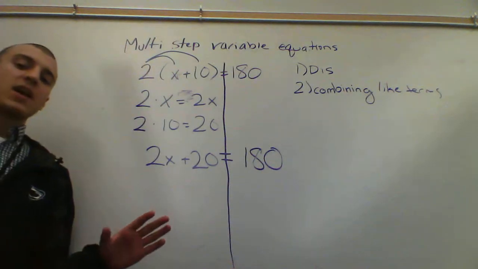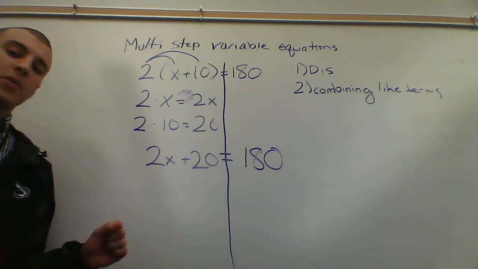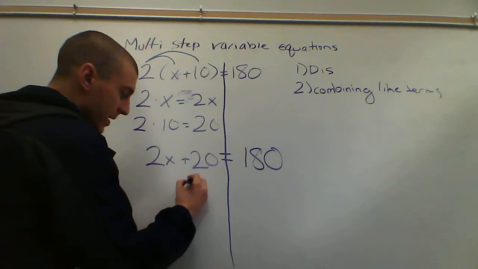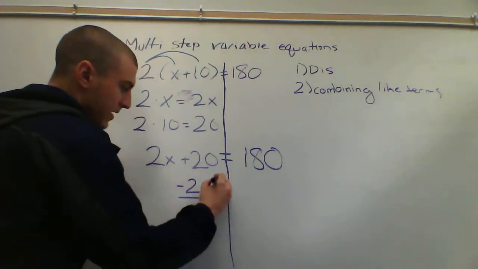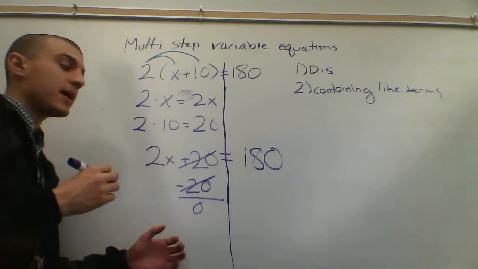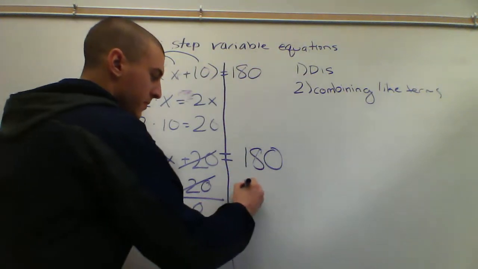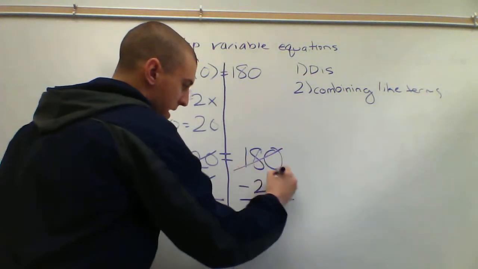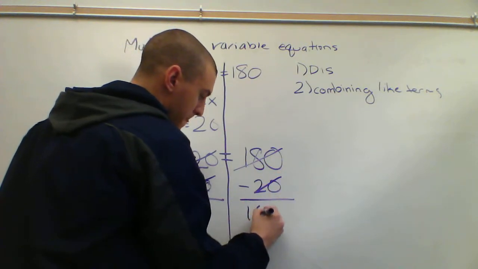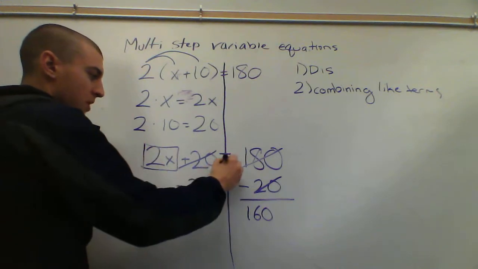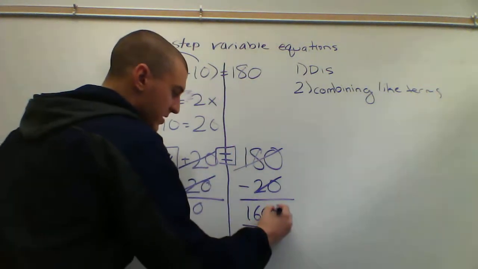Now, we solve it like any other two-step variable equation. So the first thing we have to do is get rid of the 20. It's a plus 20, so we're going to say minus 20. 20 minus 20 is 0. Whatever we do on one side, we have to do on the other. 180 minus 20 is 160. Okay, we bring down what we have left. We got our nice 2x over here. We have our equal sign, and we have our 160.